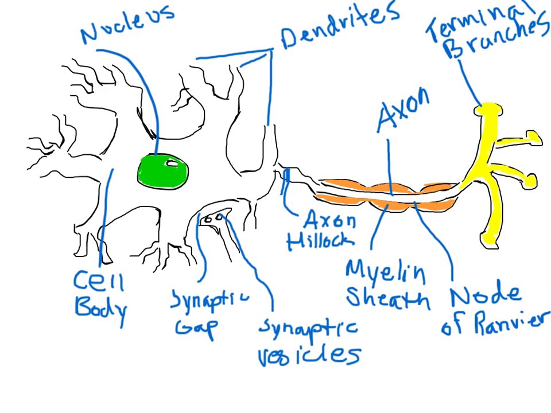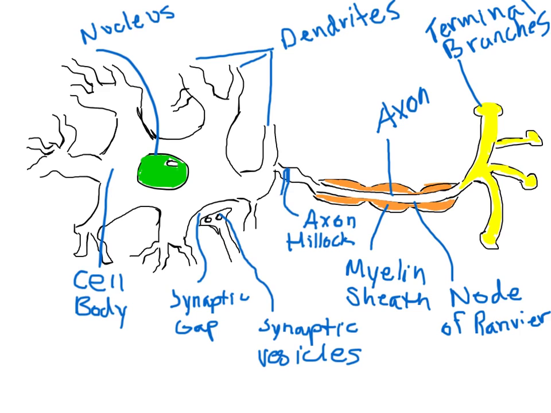Moving on, the synaptic gap and vesicles are both part of a synapse. The gap is a gap between the receptor, or dendrite, and the axon terminal. The vesicles store various neurotransmitters that are released at the synapse.